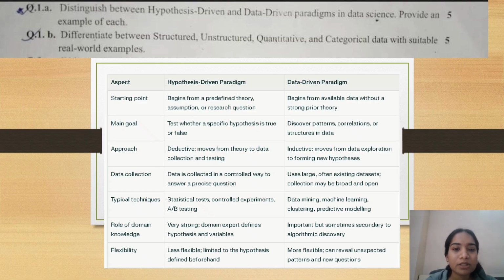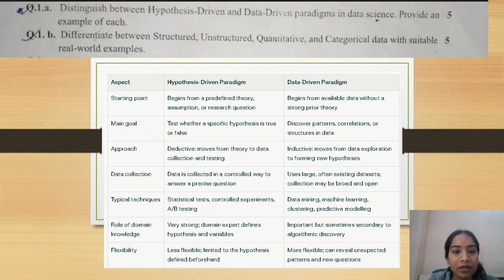Here we compare two major paradigms used in data science, hypothesis driven and data driven approaches. First is the hypothesis driven approach. This approach starts with a question or assumption first, and then data is collected to test it, and it is a traditional and scientific research. So this starts with a theory or assumption, and data is used to confirm or reject the hypothesis, and the analysis is structured and predictable. So this is the hypothesis driven paradigm.